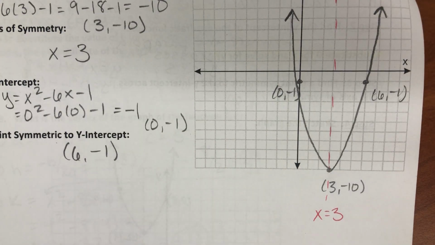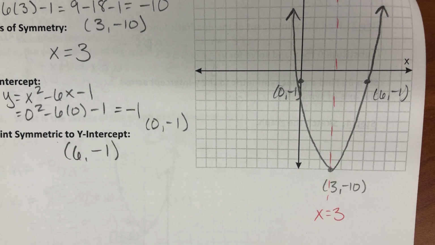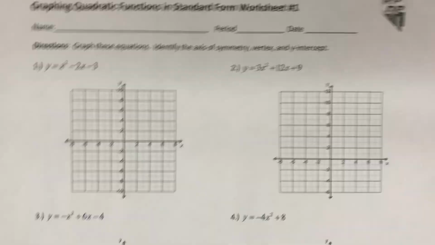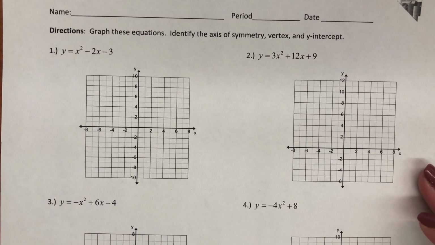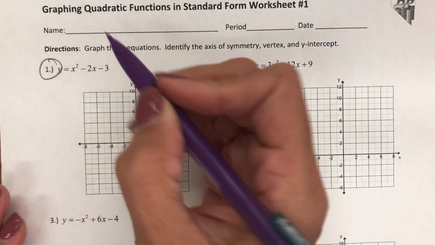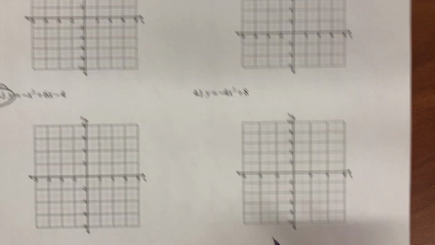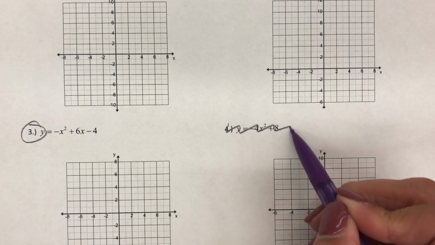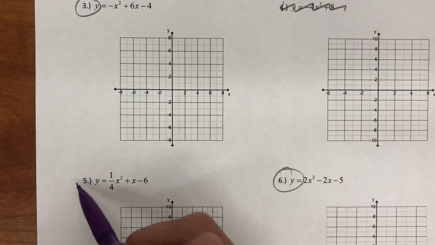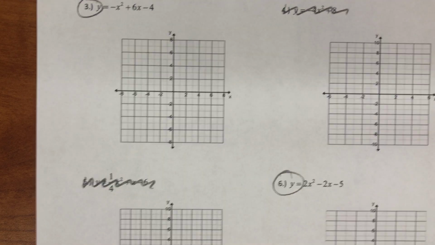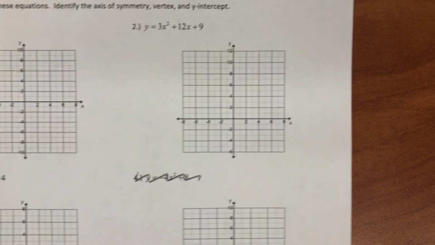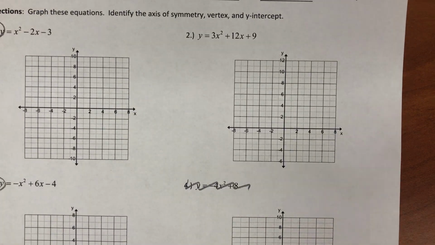All right, that concludes your notes. Let's look at the homework real quick. So for your homework, you have this worksheet to do here. I want you to do 1, 3, and 6. You can cross out 4, and you can cross out 5. And now, don't stop the video. I want you to watch just one more. We're going to do number 2 together.